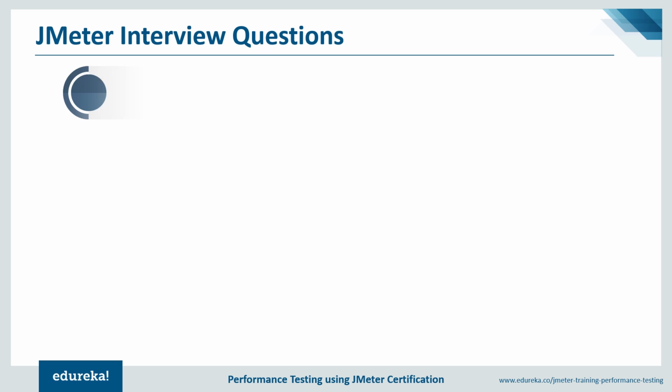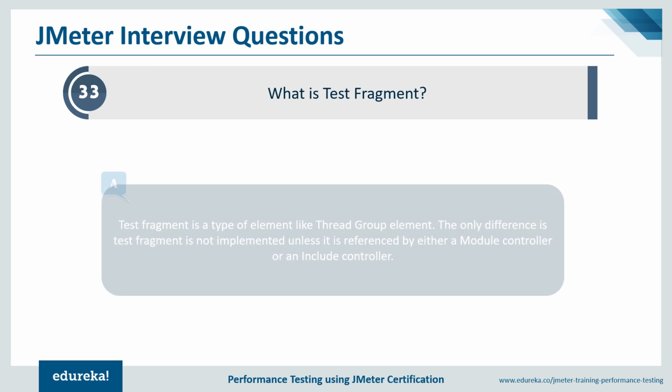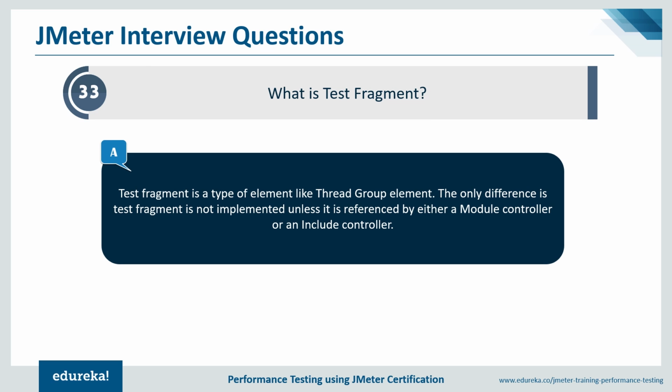The next question is, what is test fragment? Now, test fragment is basically a type of element like thread group element. The only difference is test fragment is not implemented unless it is referenced by either a module controller or an include controller. So basically, it is an element that can be added directly under JMeter test plan like the thread group, but it does nothing except holding other elements inside. It gets executed only when it is referenced by a module or include controller from other thread groups.